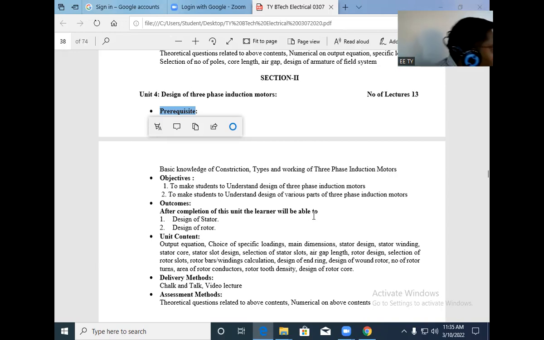Logic behind that, you should know machine, then and then only it is possible for you to go for the machine design.